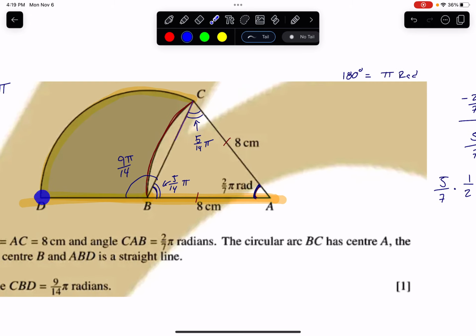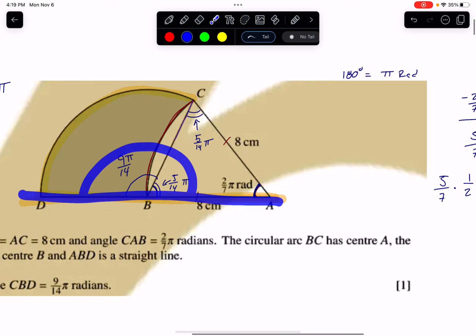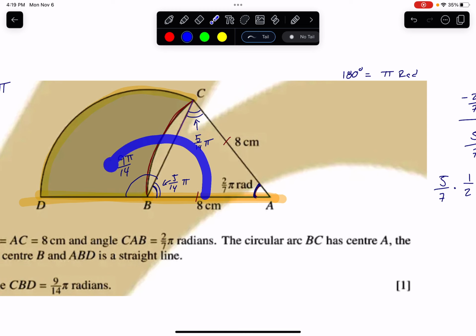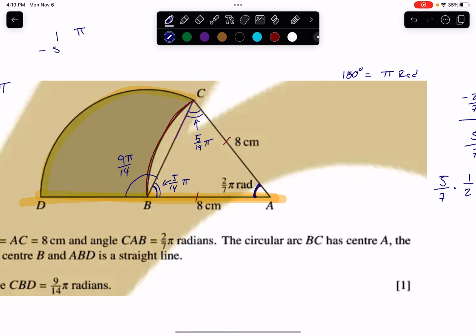Well, now check this out. It told me that this line was a straight line, and a straight line has to have 180 degrees to it, right? Or pi radians. So this is pi radians. I've used up 5/14, so let's take 1 pi minus 5/14 pi. And that would give me 9/14. 1 minus 5 over 14 is 9 over 14.